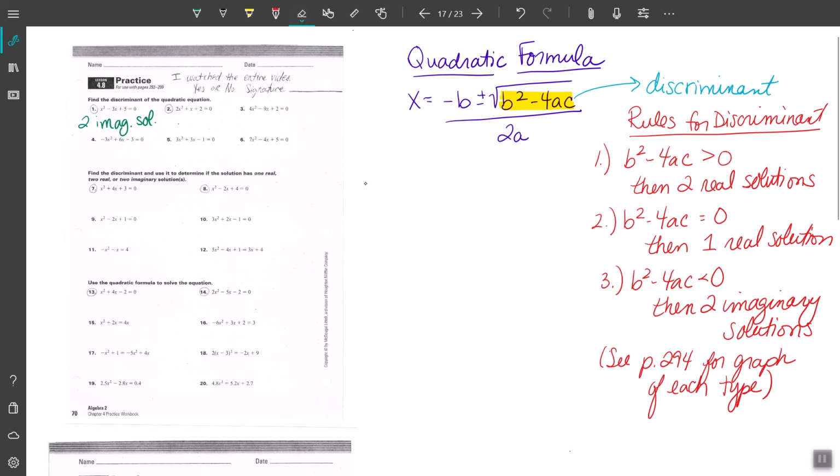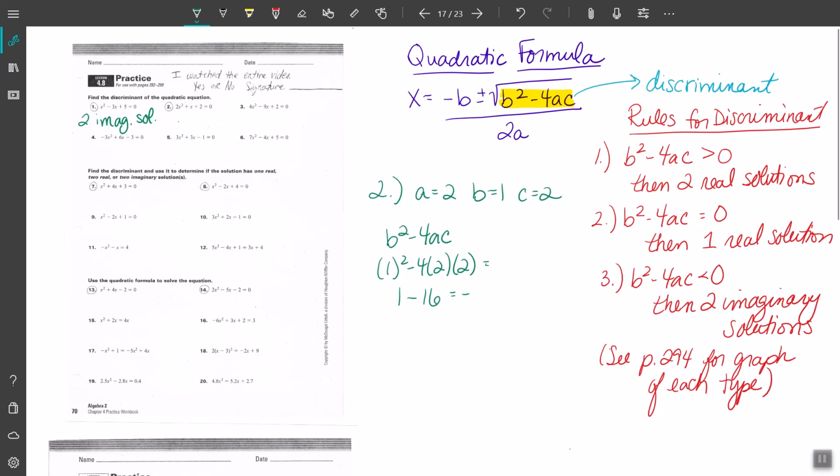All right, so we can do the same thing with number two. Our A is 2, B is 1, and C is 2. All right, so we'll go through the discriminant and plug those numbers in. We have 1 squared minus 4 times 2 times 2. All right, that's going to give you 1 minus 16, which is -15.